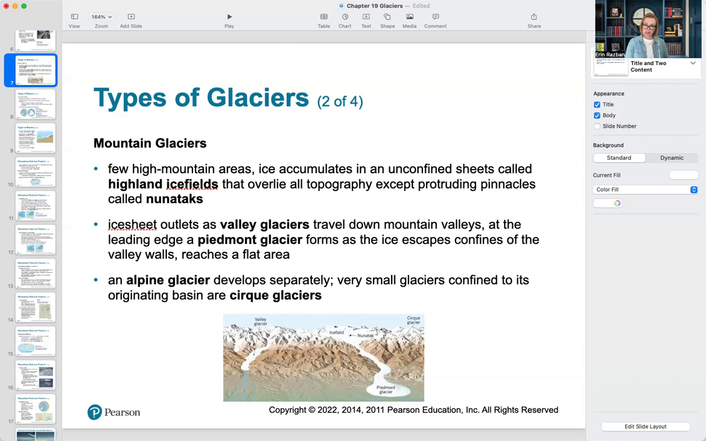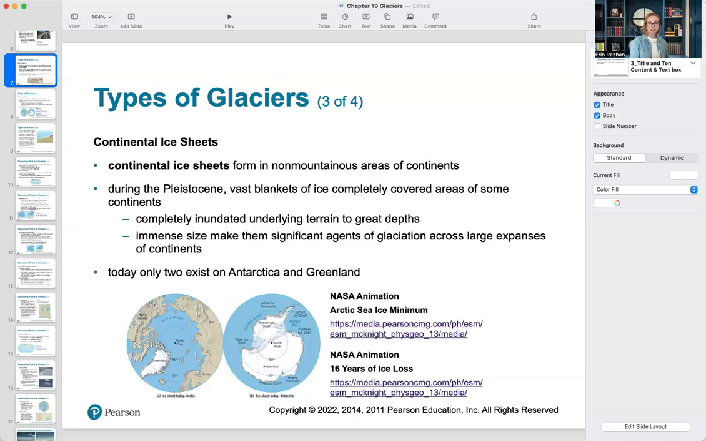Another mountain glacier type is the alpine glacier, which develops near a mountain's crest line, the top. Sometimes these remain small as cirque glaciers, confined to a bowl-shaped depression called a cirque. However, many alpine glaciers eventually break out of their basins to form valley glaciers or even Piedmont glaciers as they grow.